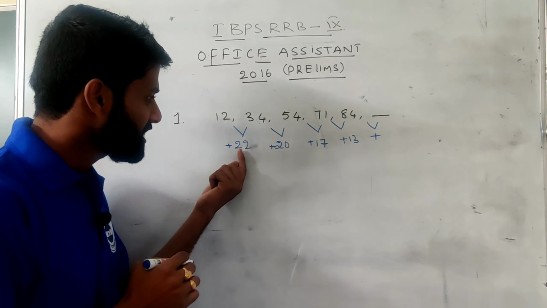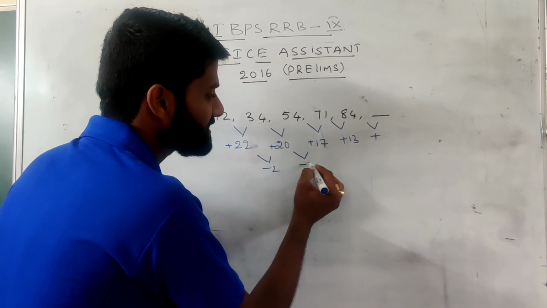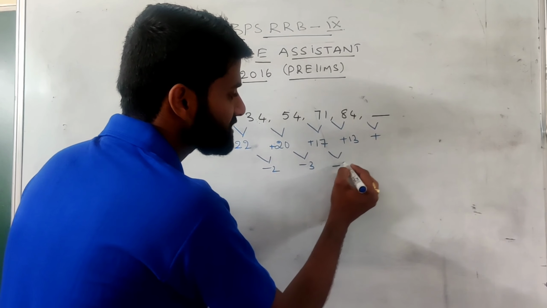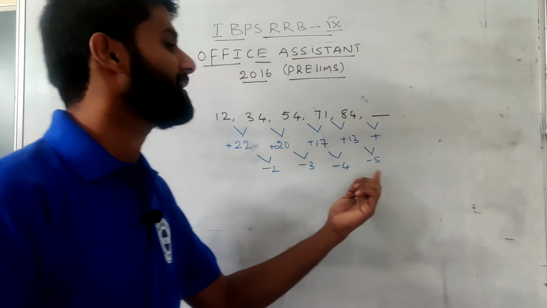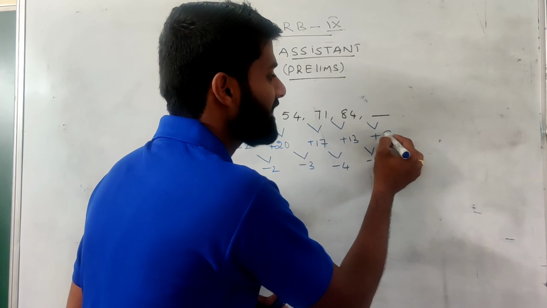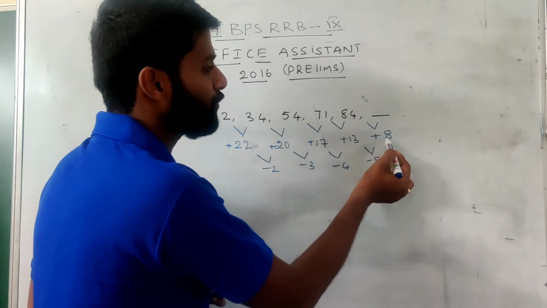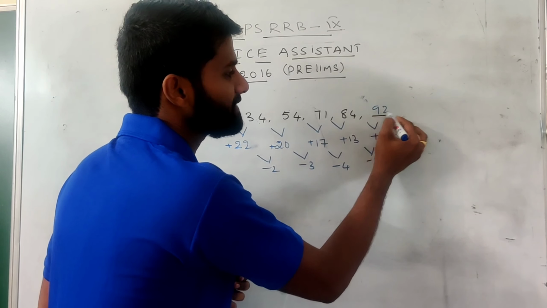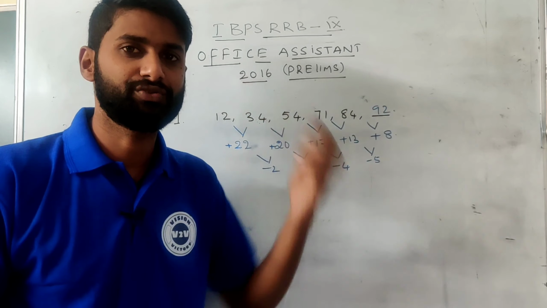Here, 22 to 20 means we are decreasing by 2, here we are decreasing by 3, here by 4, here by 5. So 13 minus 5, we are decreasing to 8. Then 84 plus 8, the value becomes 92. So in the number series, after 84, the value is 92.